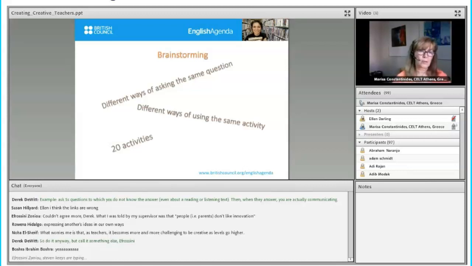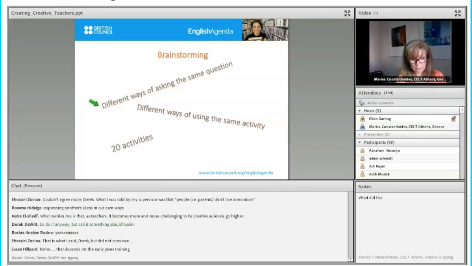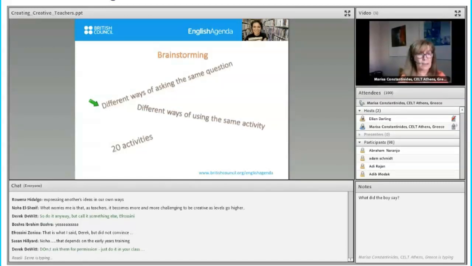Some activities that trainers could use in the training classroom could be, for example, this one: different ways of asking the same question. This is quite a useful activity for the training classroom, because a lot of young teachers only tend to ask questions in the same way. So I'm going to write down a question in the notes here, which is a typical question that you might ask after a conversation or listening or a reading. Teachers can ask simple questions like that. What did the boy say?